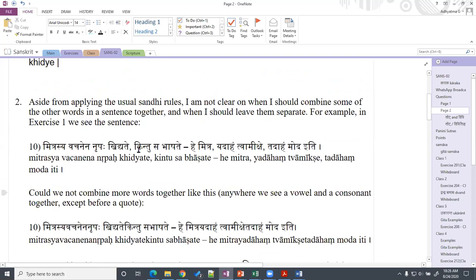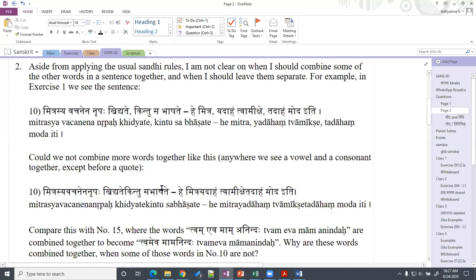So there is a question here. Aside from applying the usual sandhi rules, I'm not clear on when I should combine some of the other words in a sentence together and when I should leave them separate. For example, in the exercise, we see the sentence: mitrasya vachinena nrupah khidyate kintu sabhashate he mitra yadaham tvam ikche tadaham modayati. Could we not combine the words together like this, anywhere we see a vowel and consonant together except before a quote? The person is giving this example: mitrasya vachinena nrupah khidyate kintu sabhashate.